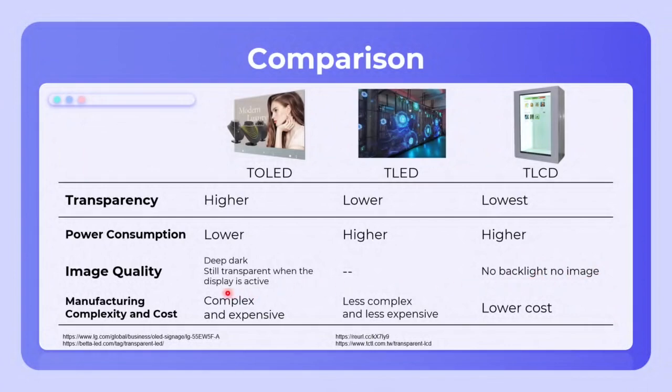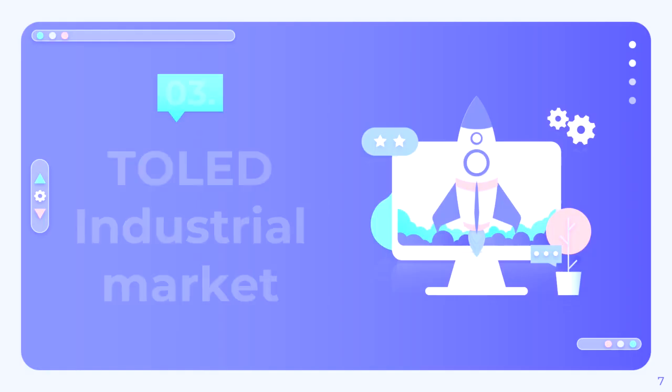And finally, compare the manufacturing complexity and the cost. OLED, compared to the transparent LED and transparent LCD, is a new technology, so it's more complex and expensive. And then the TLED and TLCD are old technology, so they are cheaper and less complex.